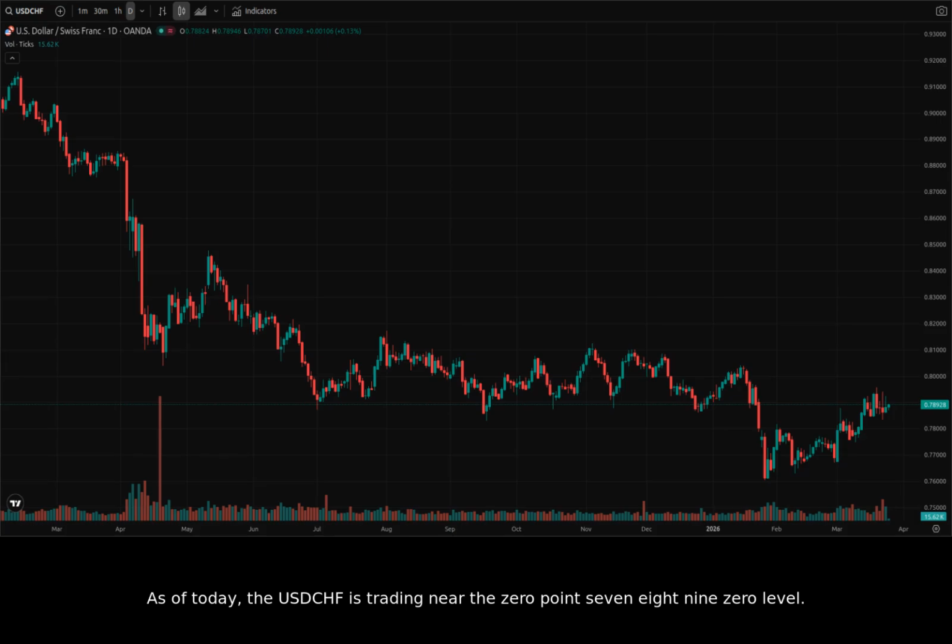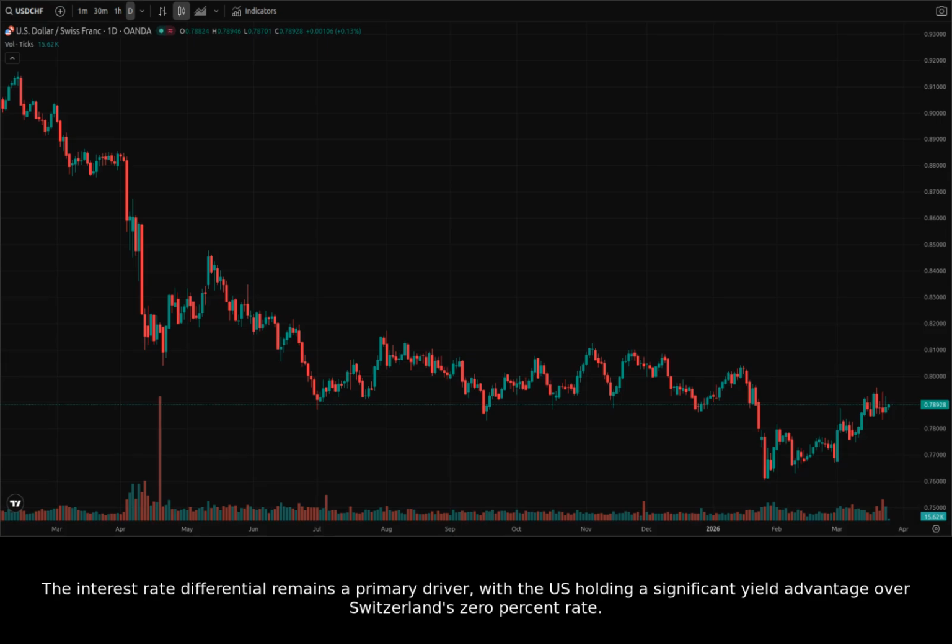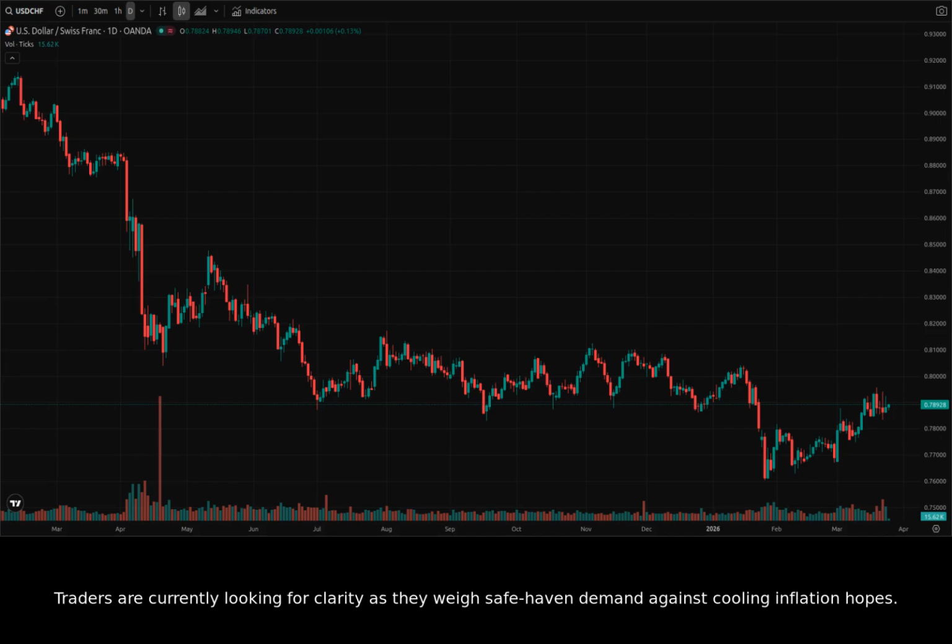As of today, the USDCHF is trading near the 0.7890 level. The interest rate differential remains a primary driver, with the US holding a significant yield advantage over Switzerland's 0% rate. Traders are currently looking for clarity as they weigh safe haven demand against cooling inflation hopes.